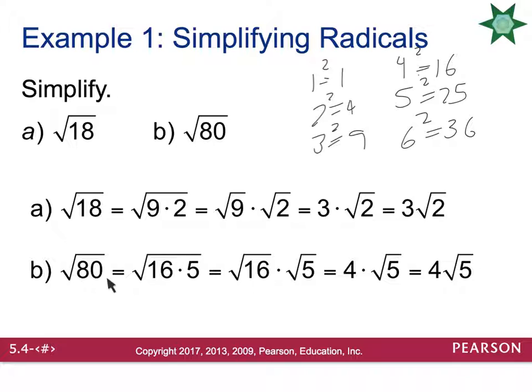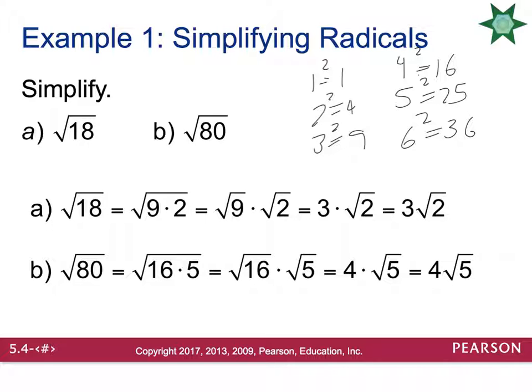Okay, 80. 16 goes into 80 5 times. Okay, 16 times 5 is 80, so we can break that out into the square root of 16 times 5, which is the square root of 16 times the square root of 5, which is just 4 times the square root of 5, because the square root of 16 is 4, and we just put the 4 in front of the square root of 5.